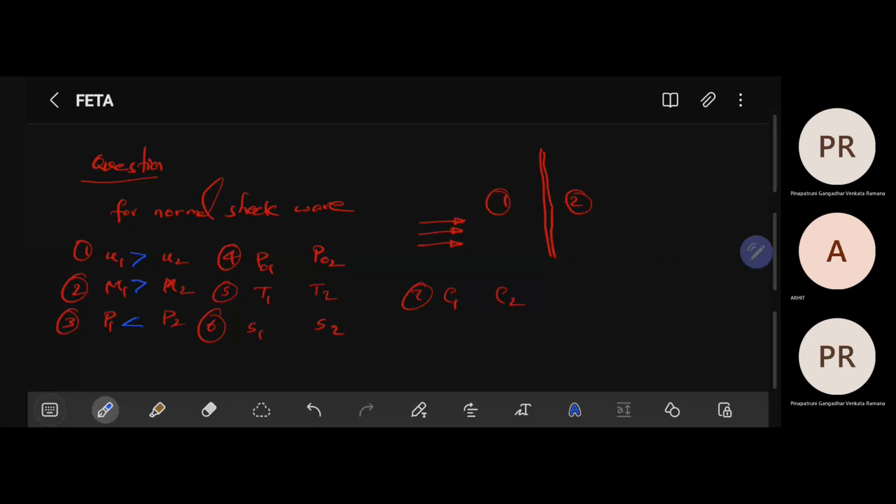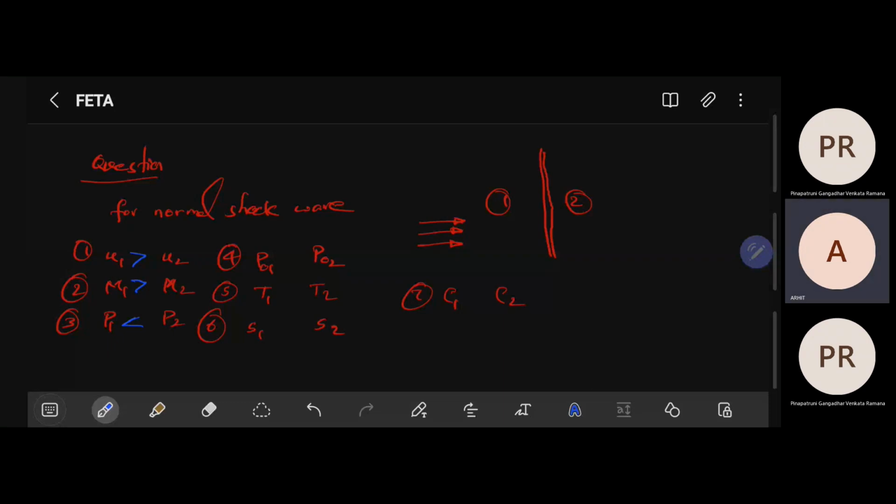So T1 is equal to T2. T1 equals T2, yes sir, it is adiabatic, and P01, the stagnation pressure, always decreases across a shock wave.